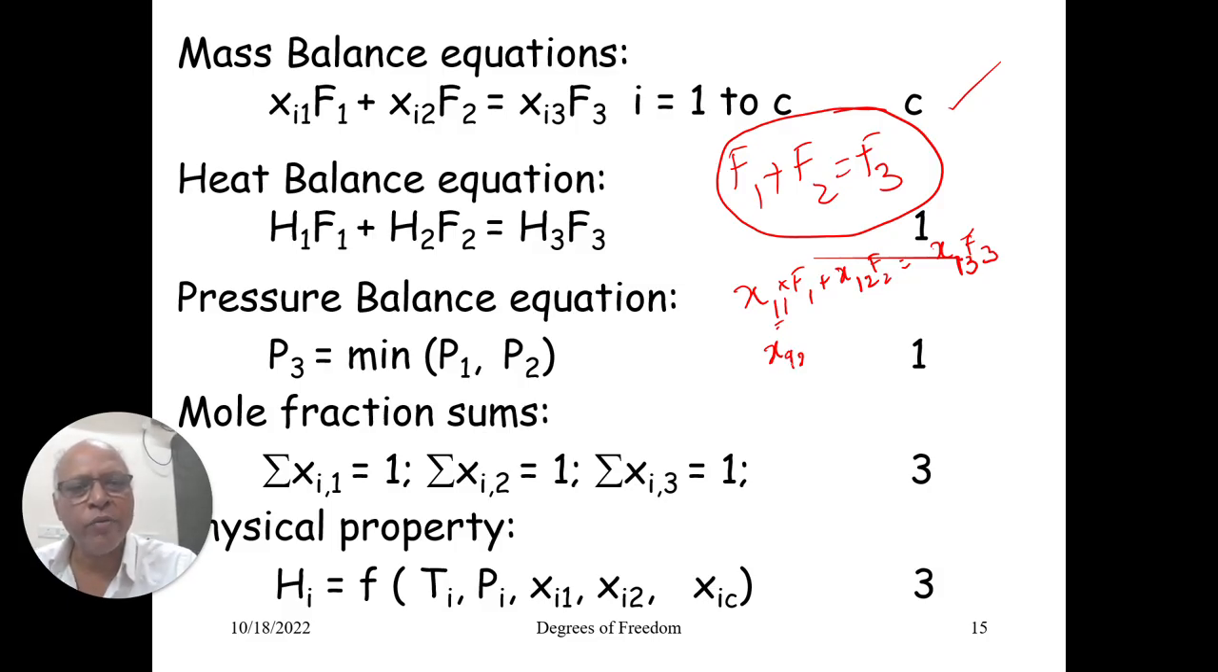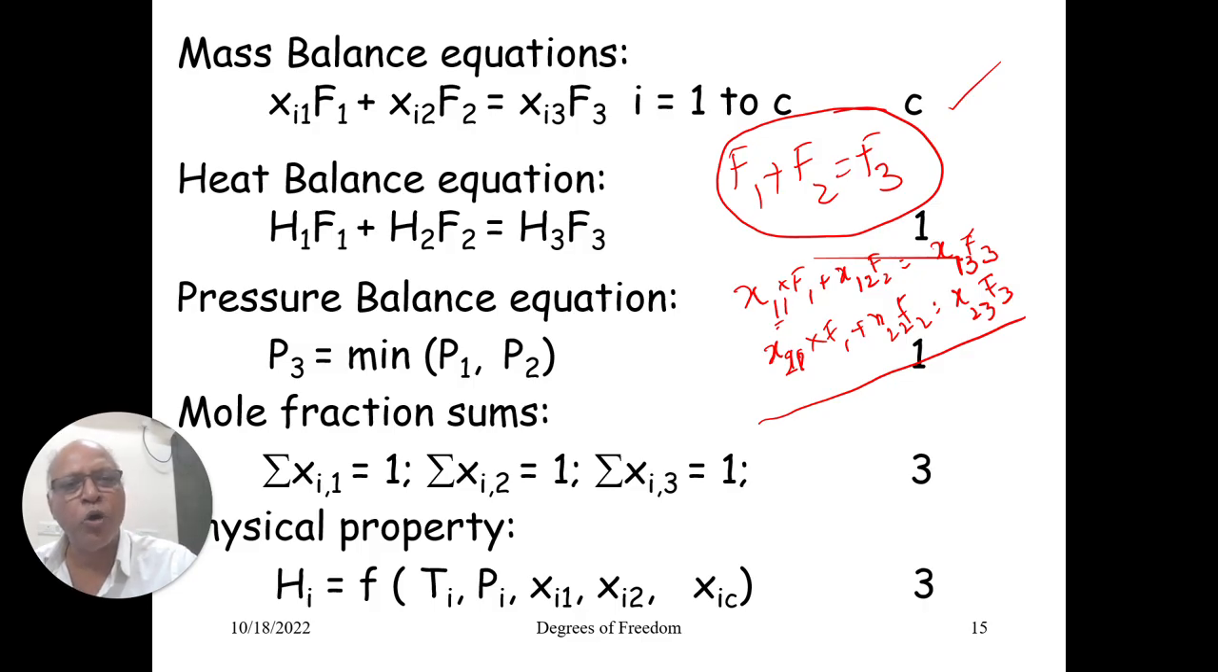Now I am dealing with component 2 in stream 1 multiplied by F1 plus component 2 in stream 2 multiplied by F2. This should be equal to component 2 in stream 3 mole fraction multiplied by F3. Now what will happen if you add these two? You can see F1 multiplied by X11 plus X21, the sum of mole fractions in stream 1, which is equal to 1. So you will have F1 plus F2 equal to F3.